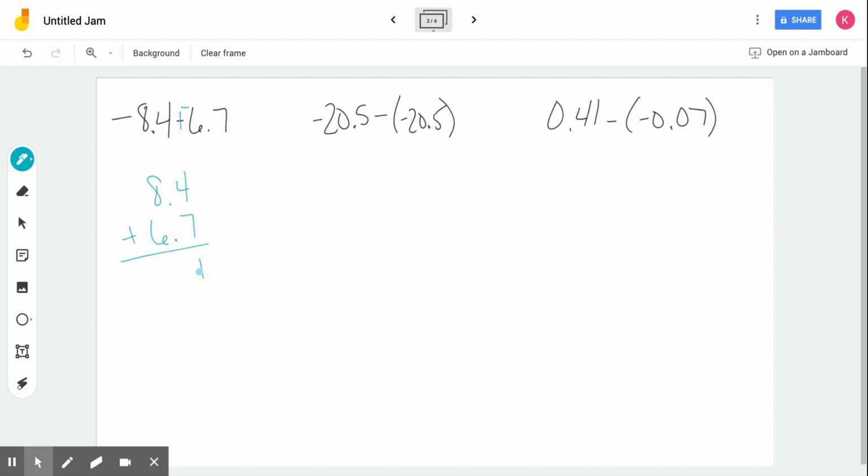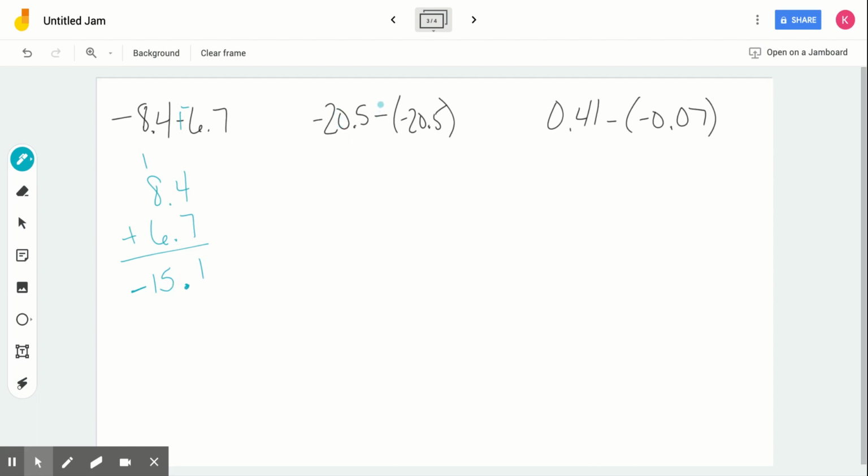4 and 7 is 11. 1 and 8 is 9. And 6 is 15. Bring the decimal point straight down. So when they have the same sign, we add them and keep the sign. So our answer is negative 15.1.